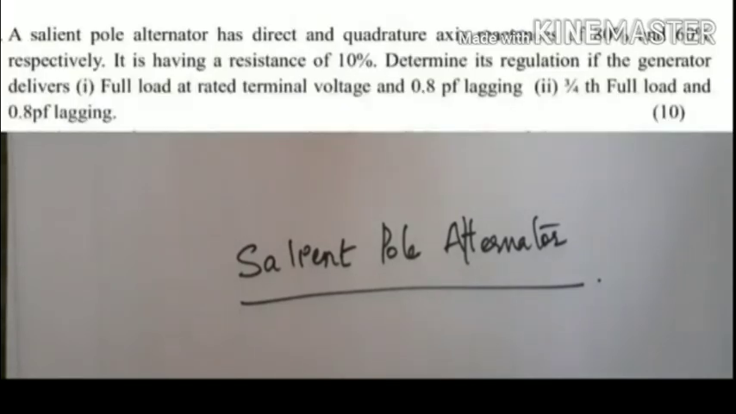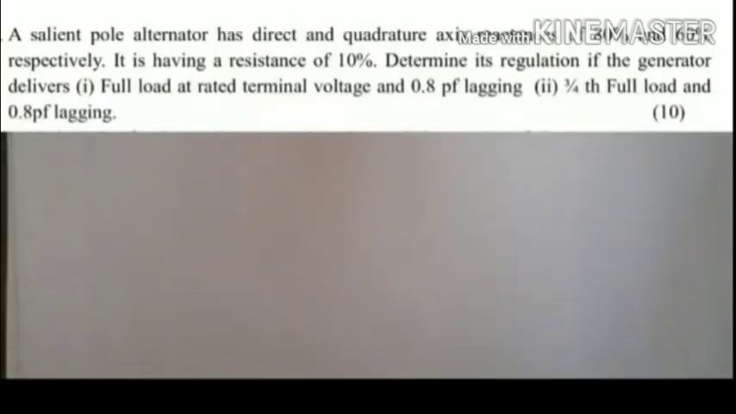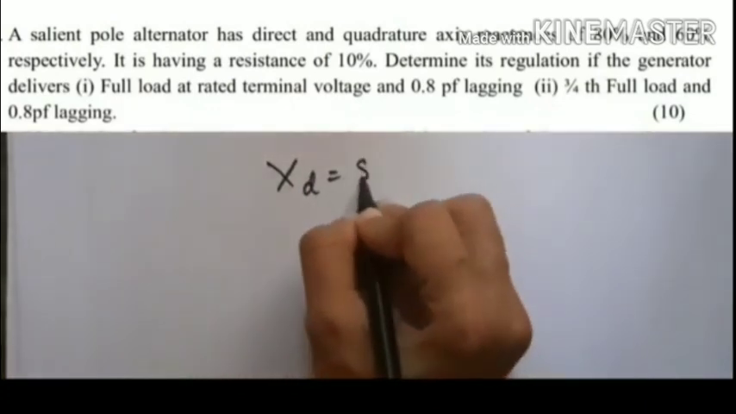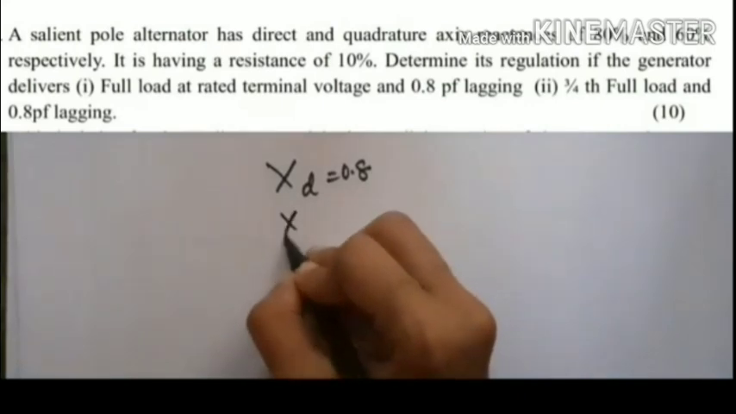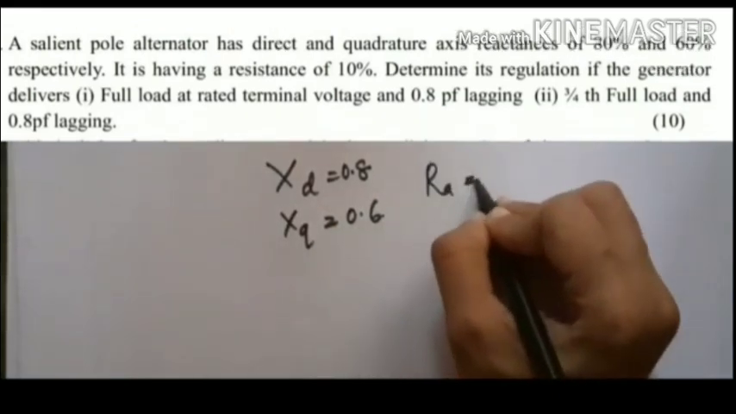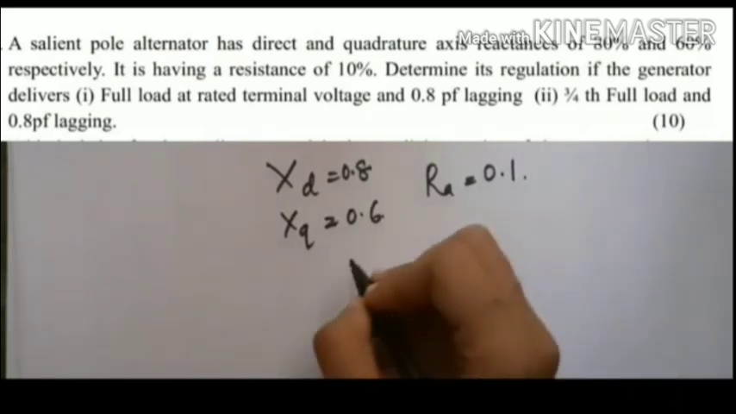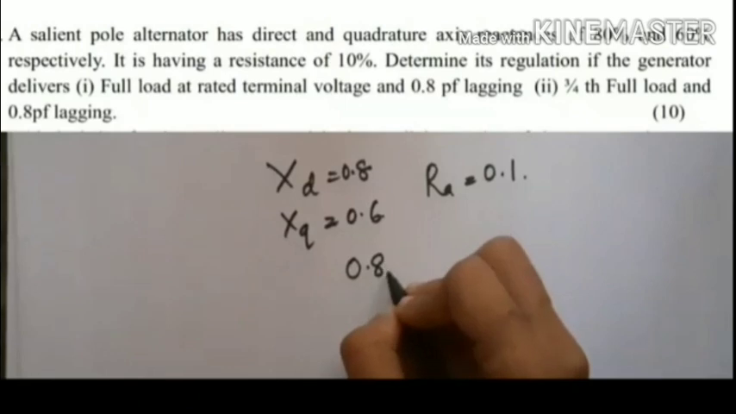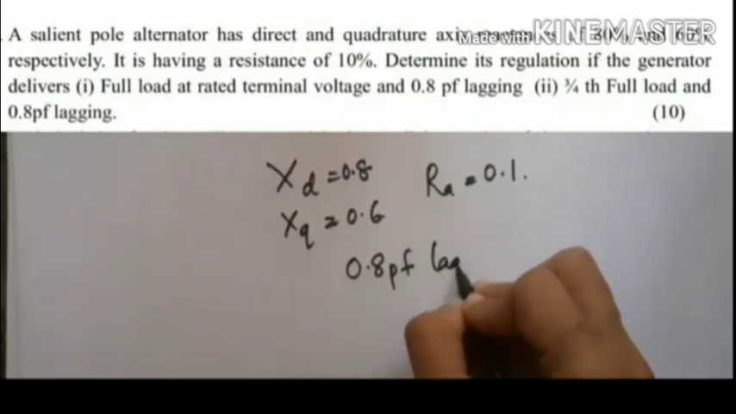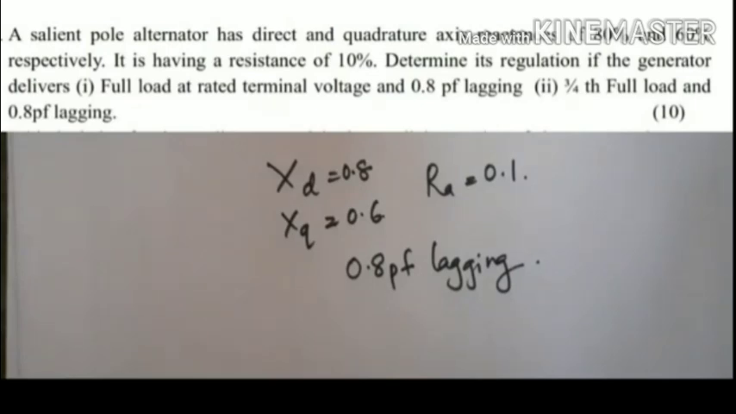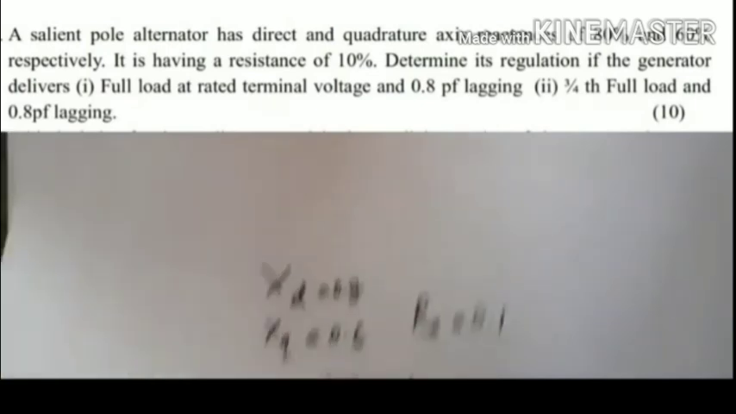The question is: a salient pole alternator has direct and quadrature axis reactance of 80% and 60% respectively. It is having a resistance of 10%. Determine the regulation if the generator delivers, first, full load at rated terminal voltage and 0.8 power factor lagging, and the second one is 3/4 the full load and 0.8 power factor lagging.